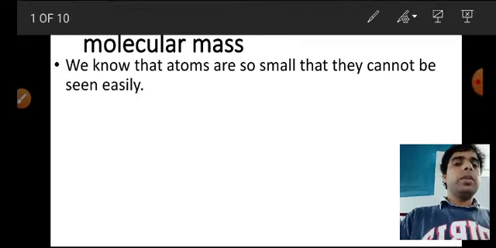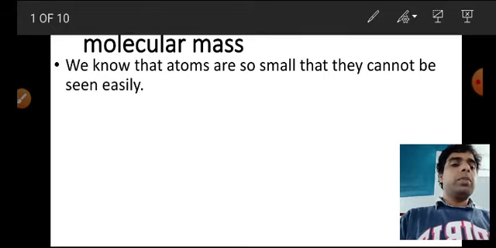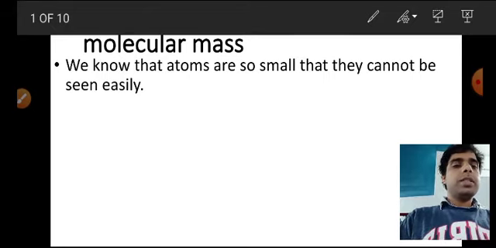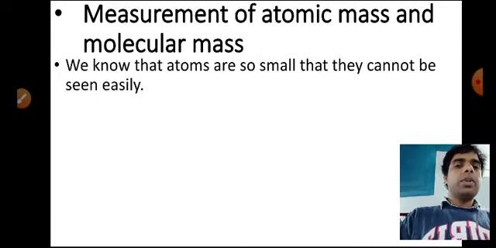So we know that atoms are very small. If I consider one stadium as an atom, its nucleus would be very small. If one element is that much big, its atom would be very small. So we cannot see that easily, even with a powerful microscope.